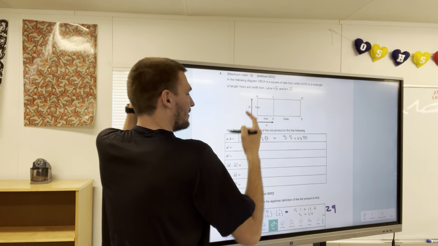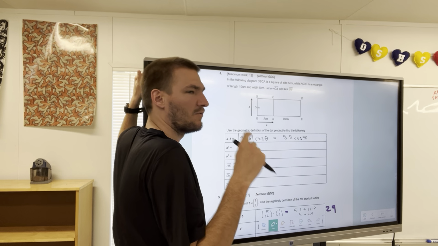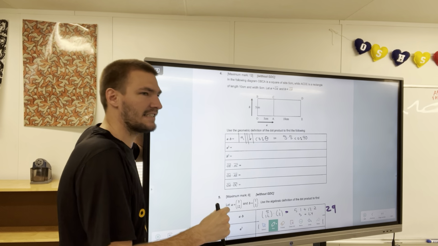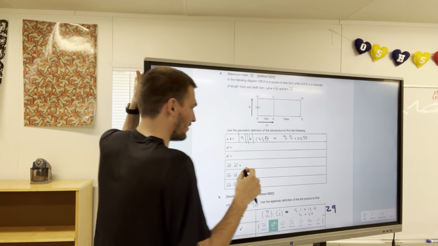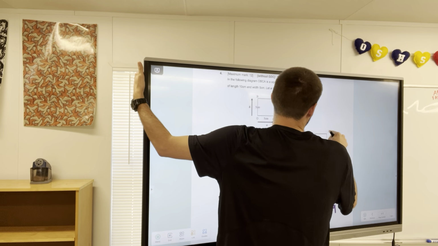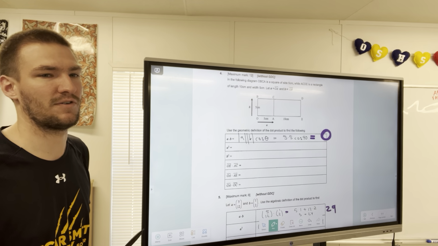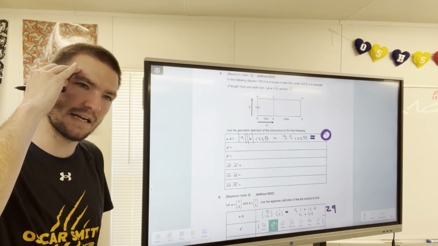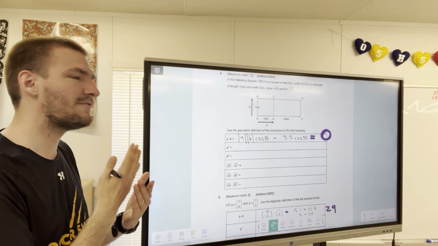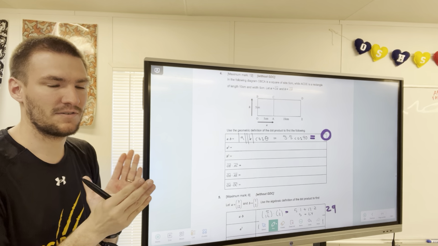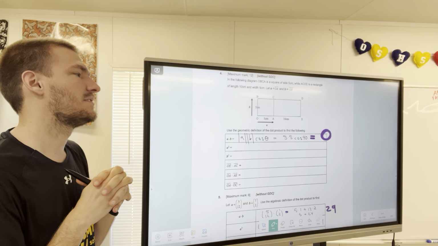5 times 5 is obviously 25. What is the cosine of 90? 0. And so 0 is our dot product for A and B. We've learned something there: if two vectors are perpendicular, what is their dot product? 0.